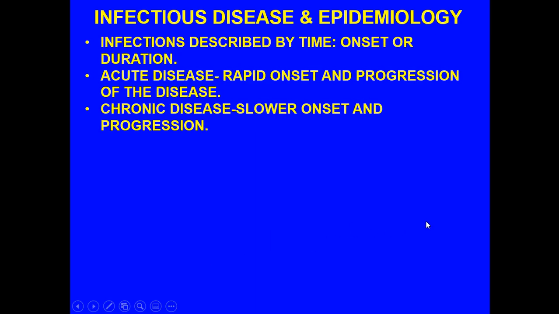Now, infections can be described by time, either the onset of the actual illness or the duration in which a person is ill. If we talk about acute disease, that's a rapid onset and progression of disease. So you're exposed, within 1-2 days, boom, you've got it. Let me give you a quick example.